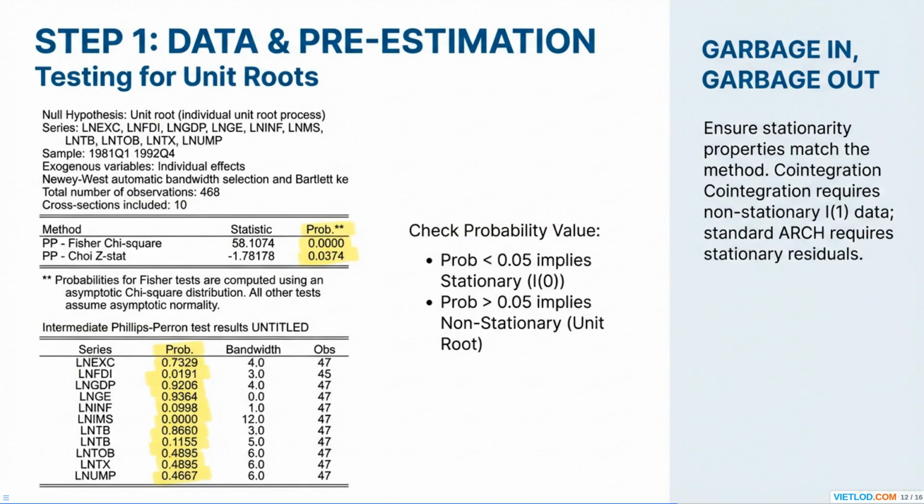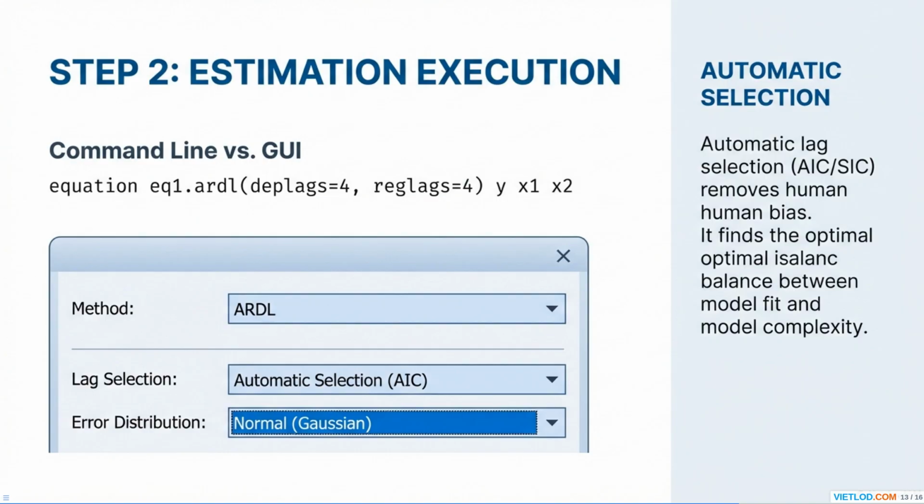For instance, in the table, the series LNFDI has a probability of 0.0191, which is less than 0.05, indicating it is stationary. Conversely, LNGDP has a probability of 0.9206, so we conclude it is non-stationary. This critical pre-estimation step ensures we select the appropriate econometric model for reliable results.